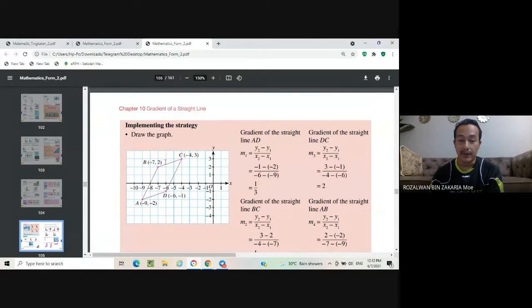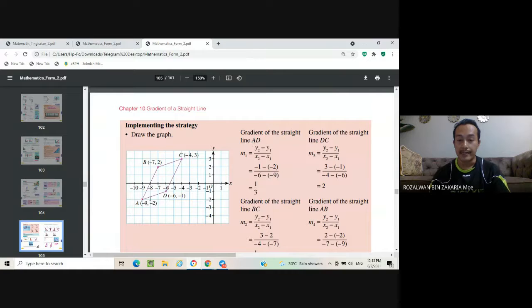So if you calculate the gradient BC, and the value of the gradient BC is equal to the value of the gradient AD, that means both of the lines are parallel to each other. Same here, if you calculate the value of the gradient AB and it is equal to the value of the gradient CD, that means both of the lines are parallel to each other. All right, so firstly we calculate the gradient of the straight line AD.